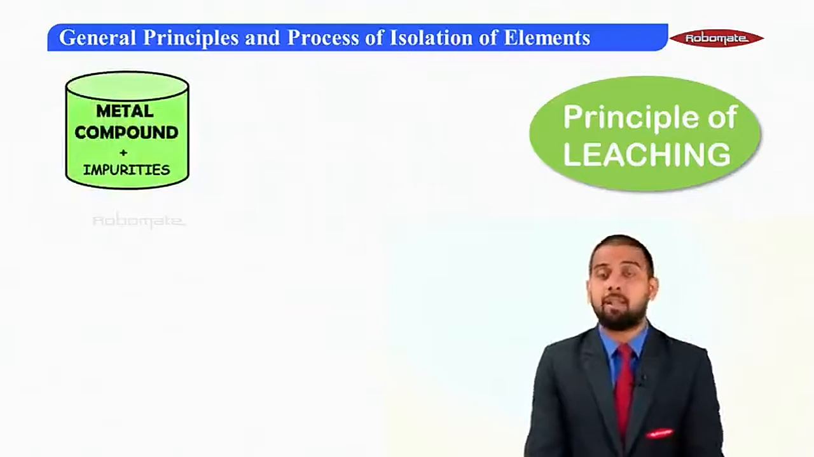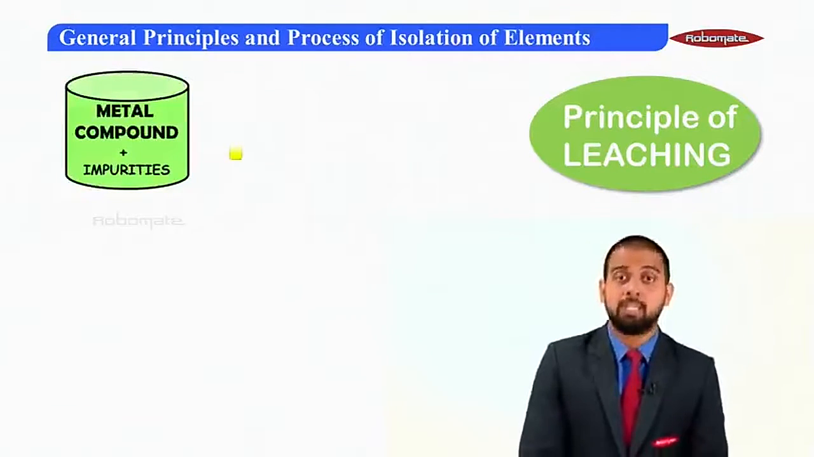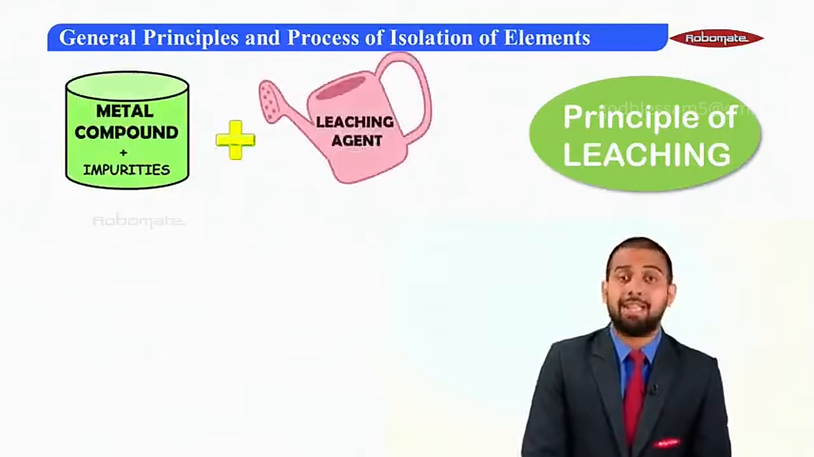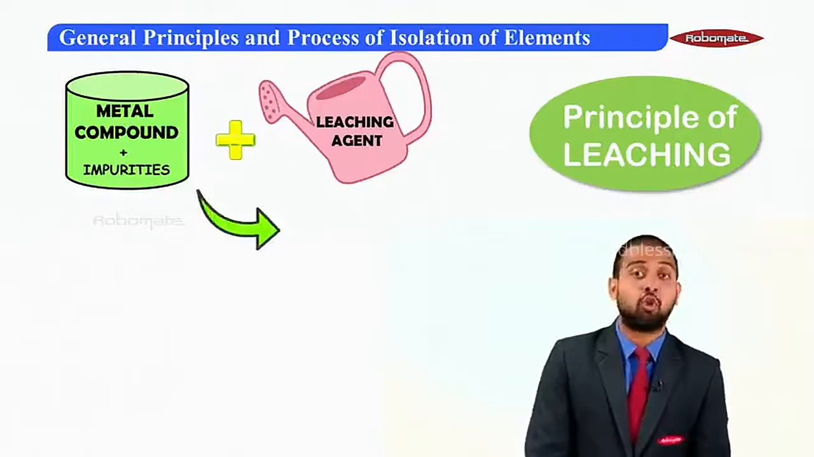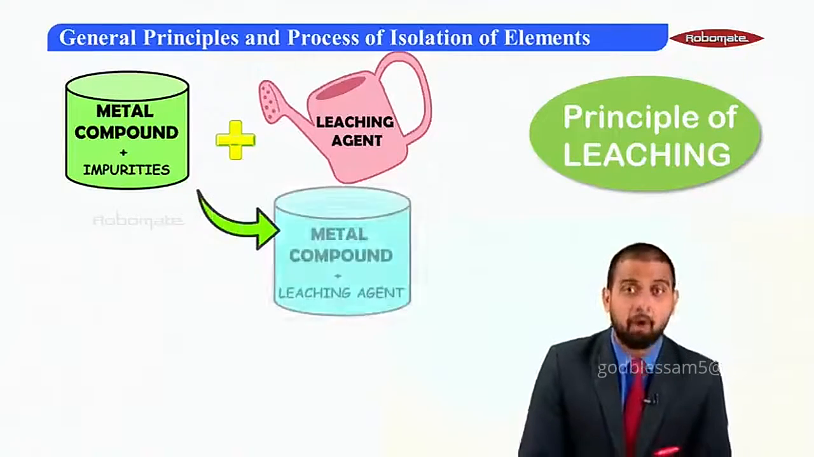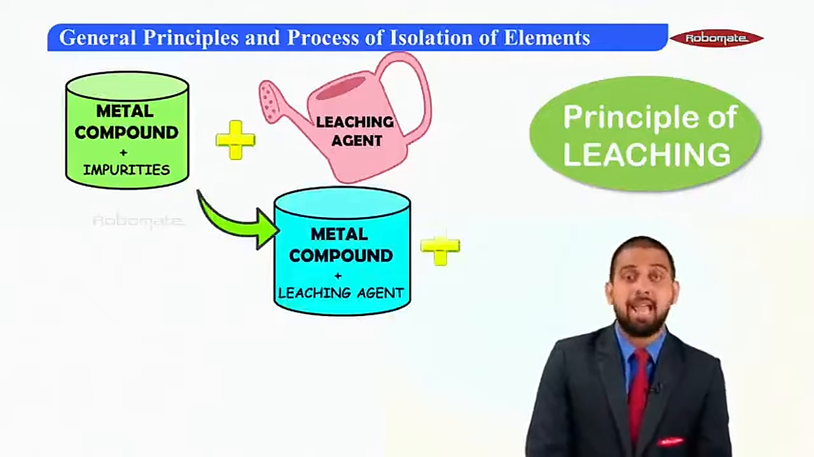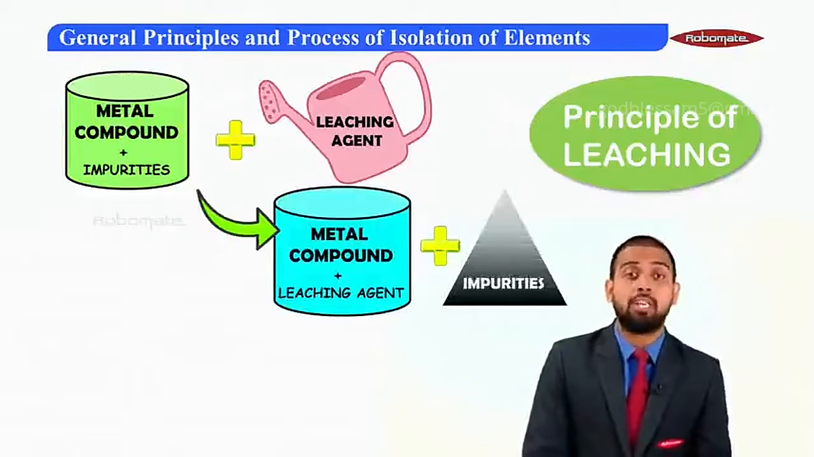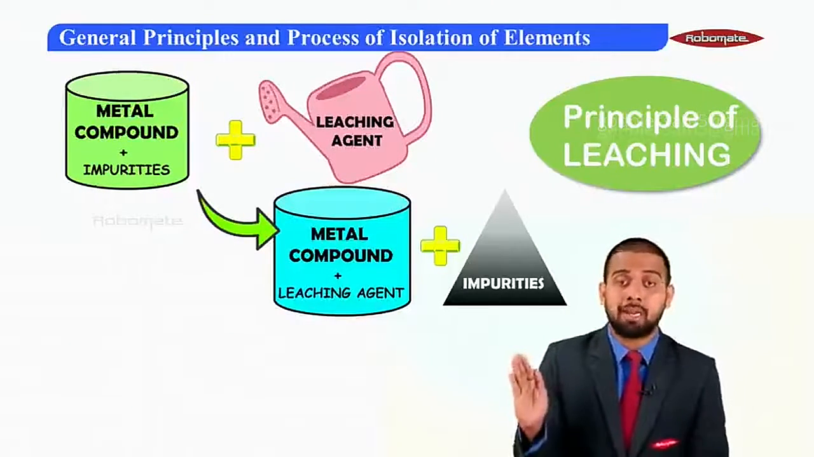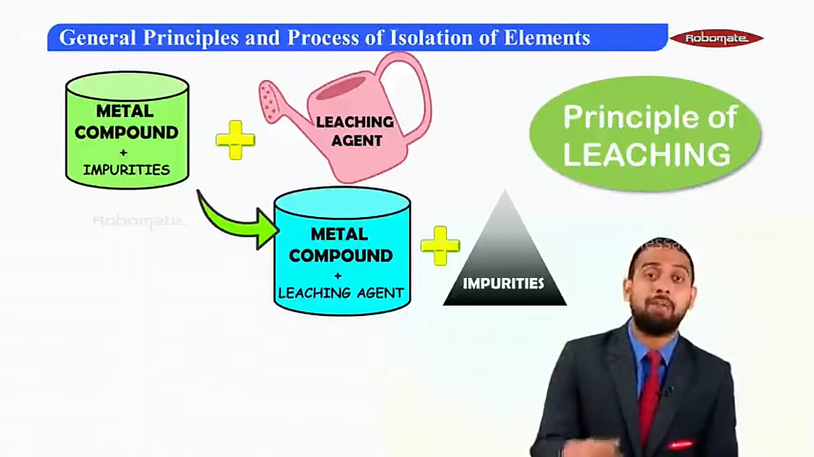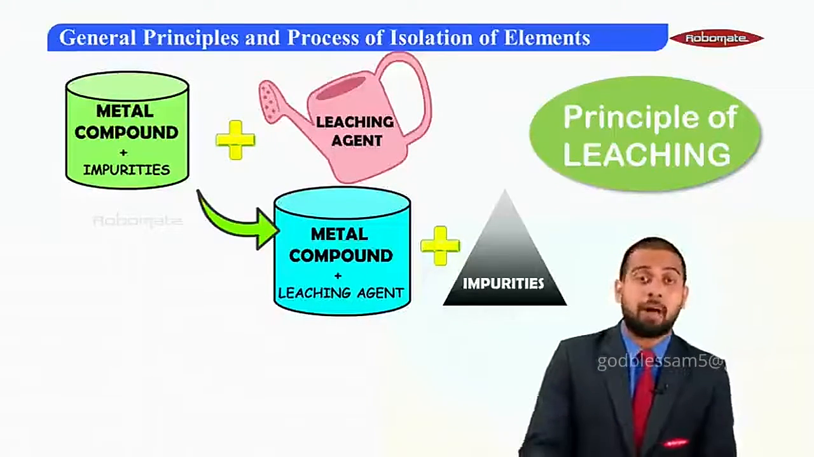So we have a metal compound which contains a lot of impurities. To this we are going to add a leaching agent, which is just a suitable solvent. Now this leaching agent is going to react only with the metal compound, and convert it into a complex which is water soluble, and the impurities are water insoluble. So the water soluble metal compound is separated from the water insoluble impurities purely by filtration.